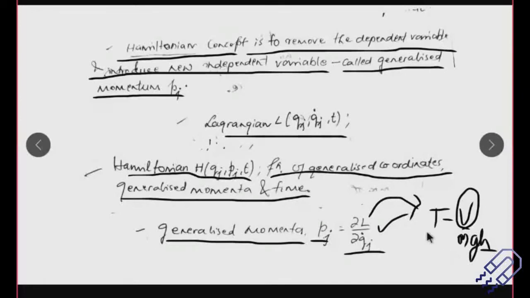But then the kinetic energy is considered here. The simplest form is half mv square. Whatever equation you write down for kinetic energy, you can always write it down in terms of velocity. So this will be half mv square. We can always replace it here, and then we can actually find out what is the generalized momentum.